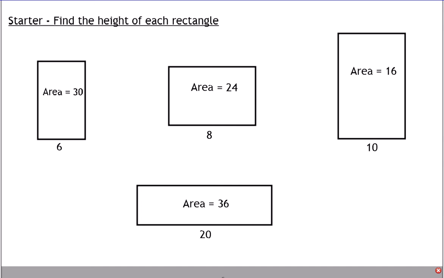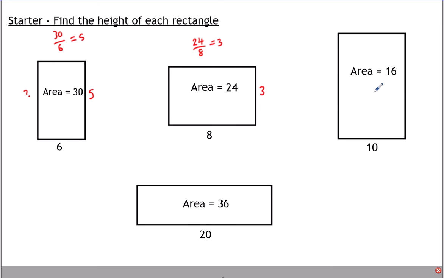So the first one then, it's got an area of 30 and we're missing the height. So 6 times something is 30, or if you spin it round, 30 divided by 6 is 5, so the height must be 5. For the next one, 8 times something is 24, or if you flip it around, it's 24 divided by 8, the height must be 3.